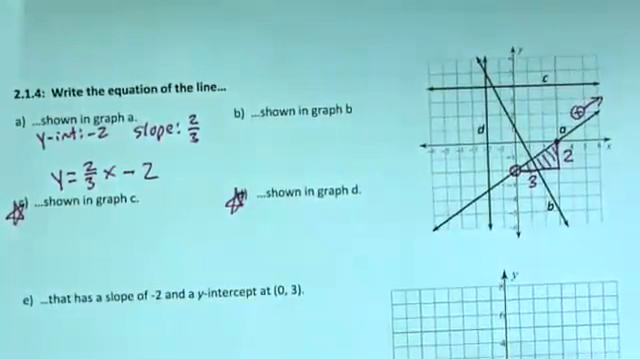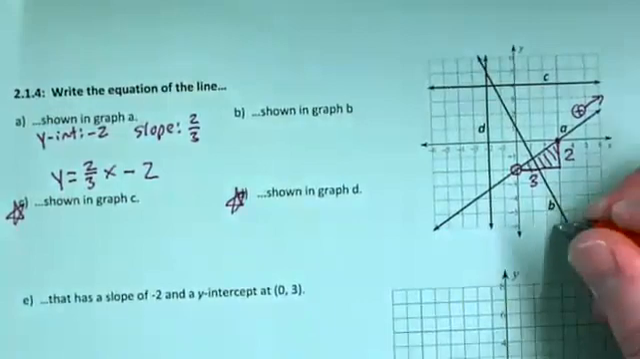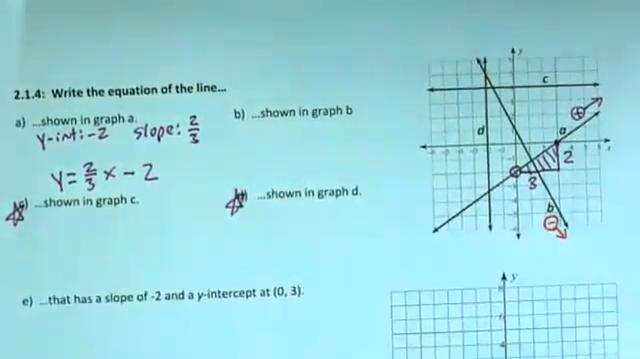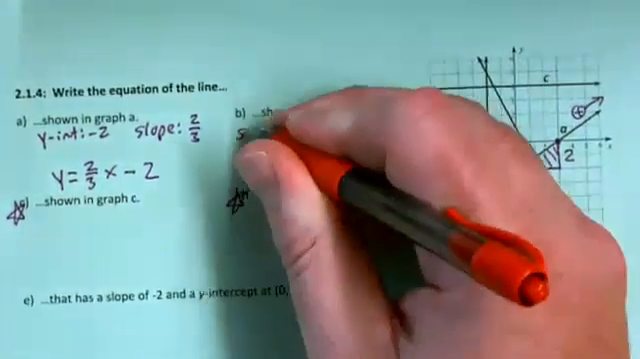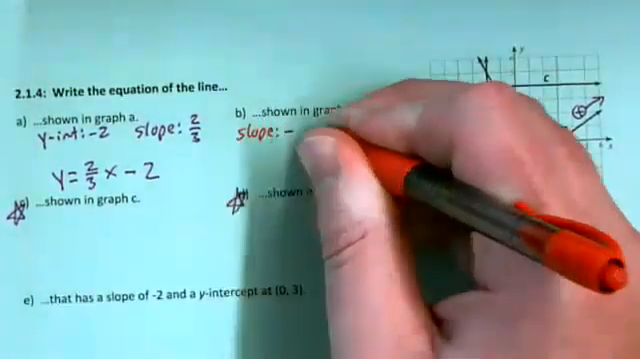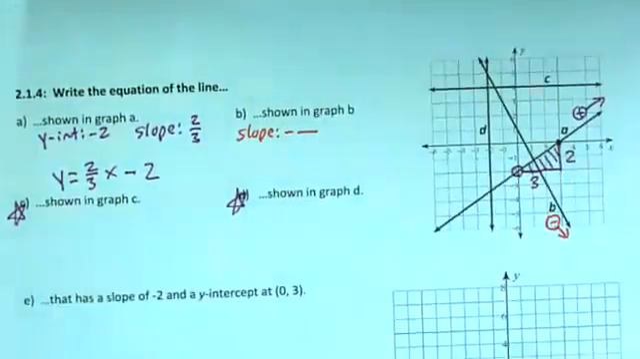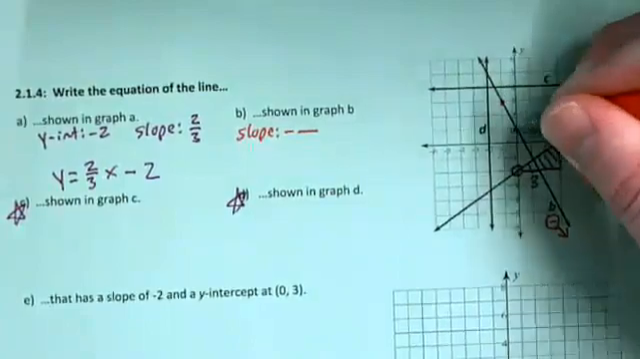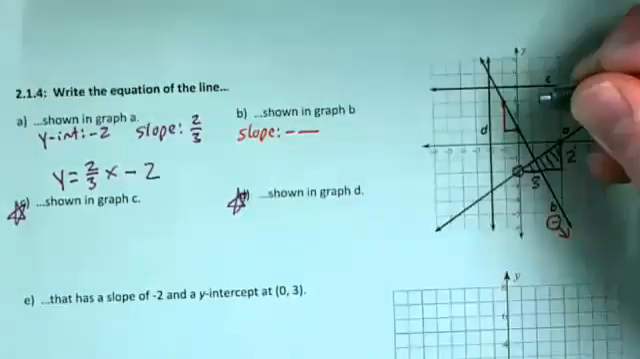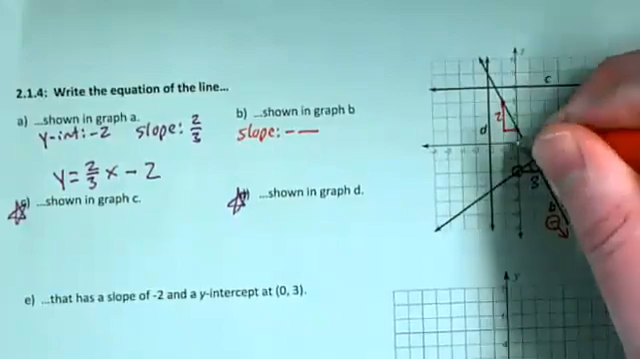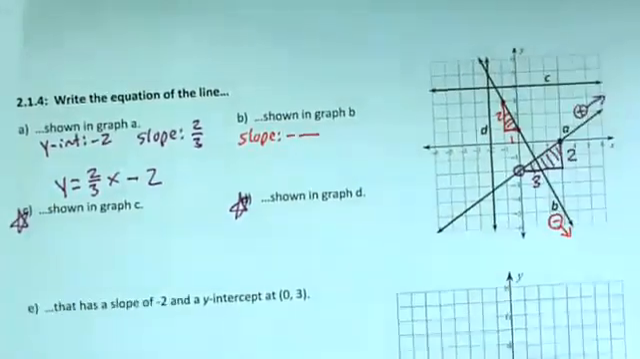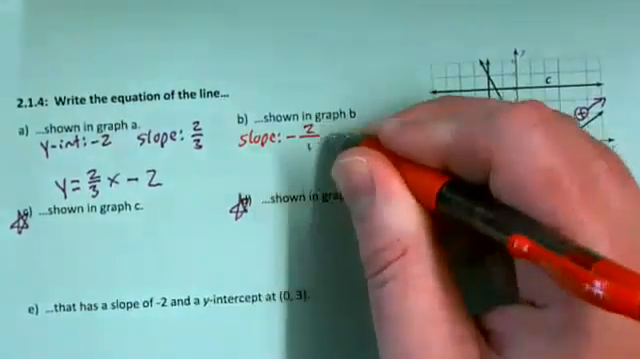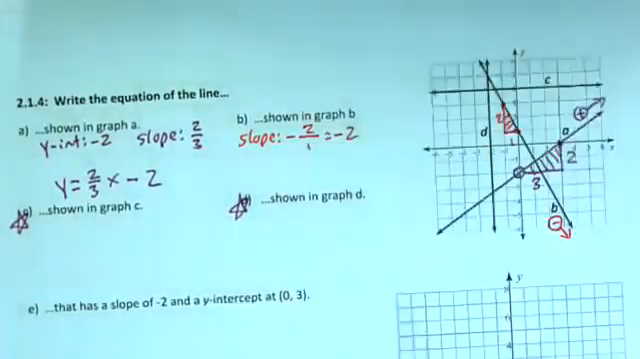All right. Line B. First thing I notice about line B is that it is going downhill from left to right. So my slope is going to be negative. I'm going to need a slope triangle here. Let me find a couple good points on line B. I'm kind of liking this one and this one. That's 2 and 1 for my rise and run. So my slope is -2 over 1, and I would probably just write that as -2.